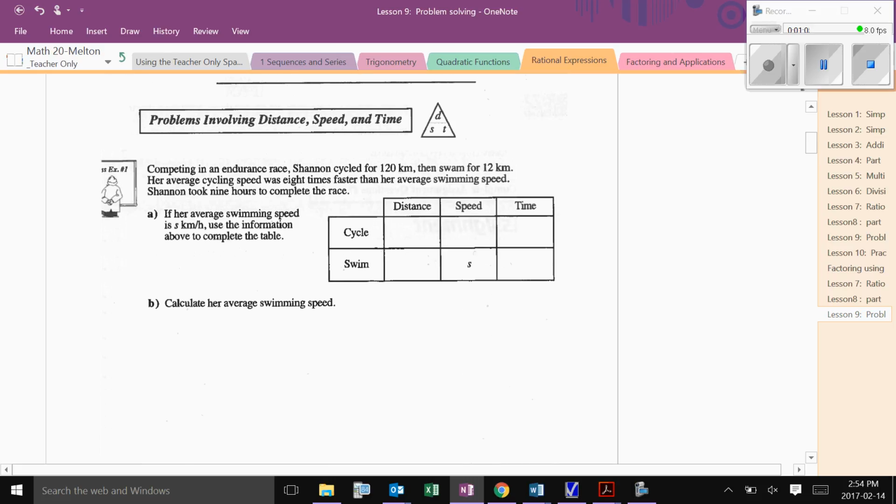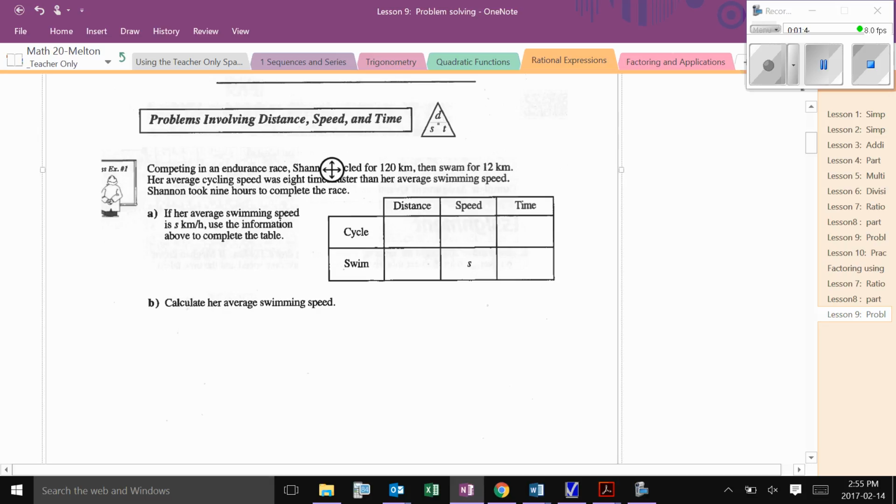Having completed competing in an endurance race, Shannon cycles 120 kilometers, then swims for 12 kilometers. Her average cycling speed is 8 times faster than her average swimming speed. Shannon took 9 hours to complete the race. So if we take a look, they've organized everything within a table. A table is a really handy way to organize your information, and you can see that they've got the columns of distance, speed, and time, and then those rows are cycling and swimming, so how she's covering the different distances.